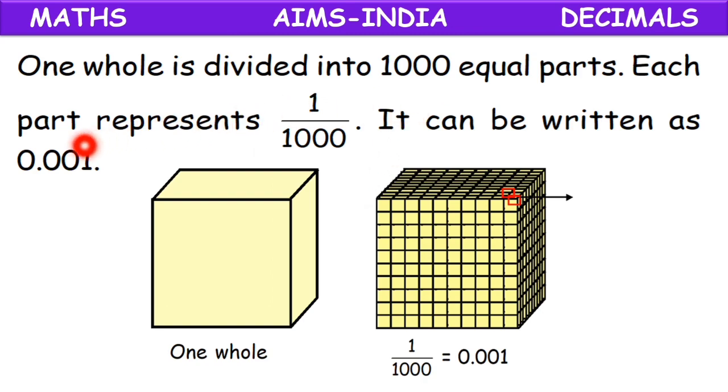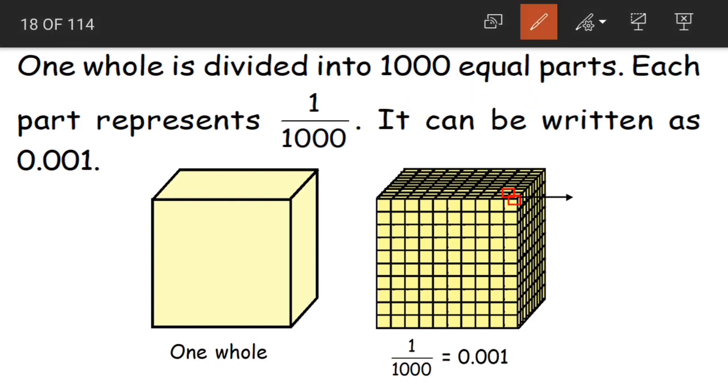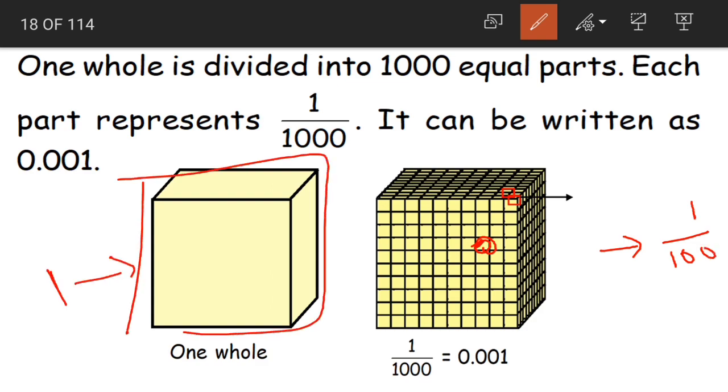See, this one whole is divided into 1000 equal parts. Now this cube here, children, what are we going to do? This is going to be divided into 1000 equal parts. See, it is divided into so many parts here. Now from these 1000 equal parts, if we choose only one part, say this, now that will represent 1 by 1000. This is our one whole. So it will represent 1.